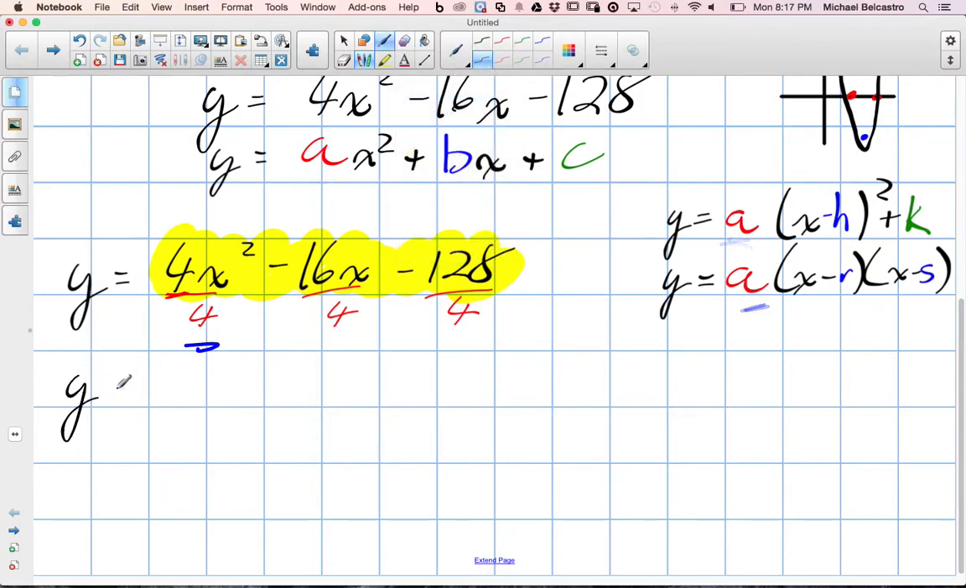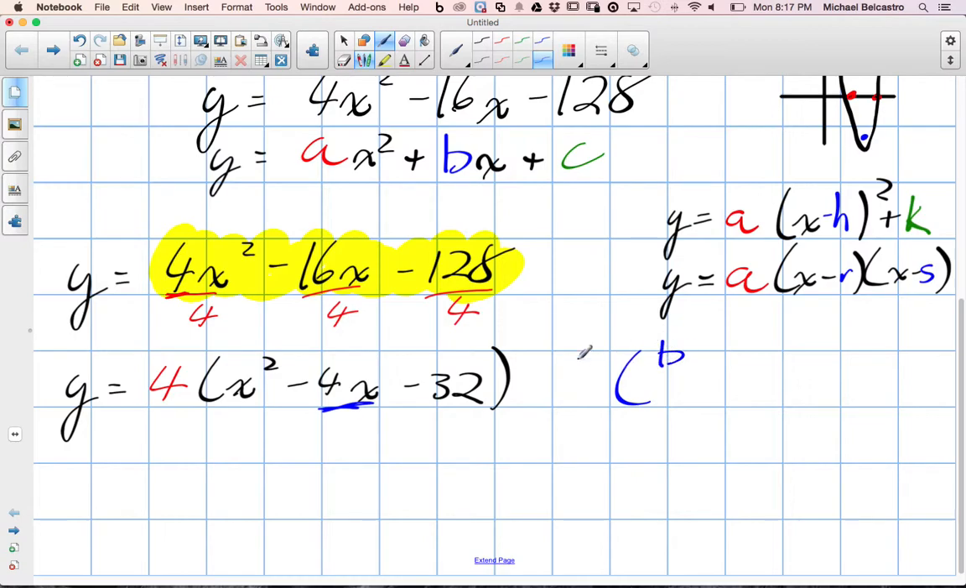So in our next line, we have y is equal to 4. When we divide those, we get x squared, negative 16 divided by 4 is negative 4x, and negative 128 divided by 4 would be negative 32. Great. So now that we've done this, usually with completing the square, the next step is to take our new b term and divide it by 2 and square it.